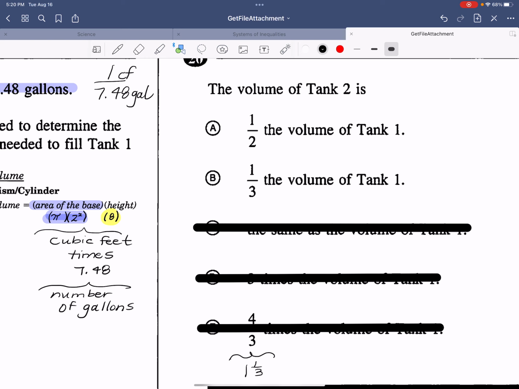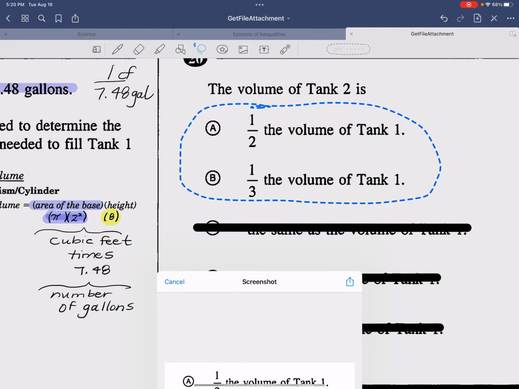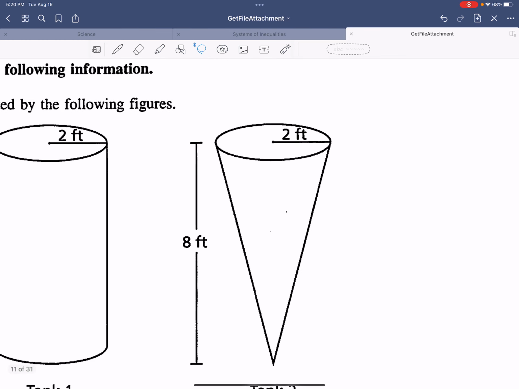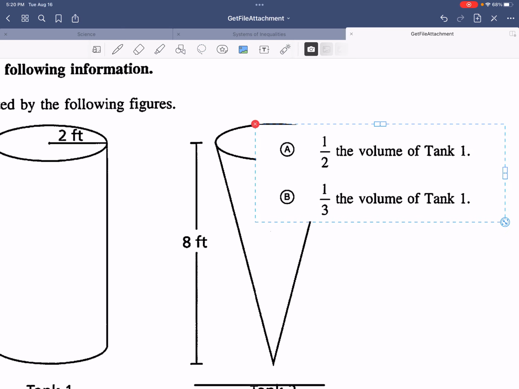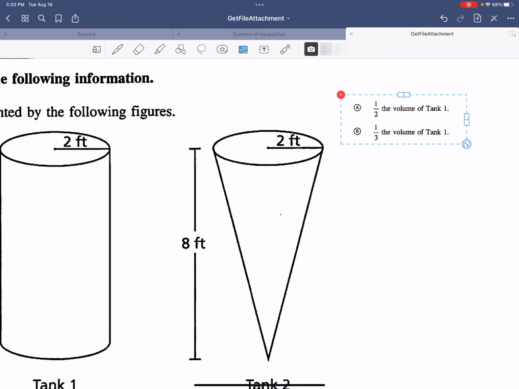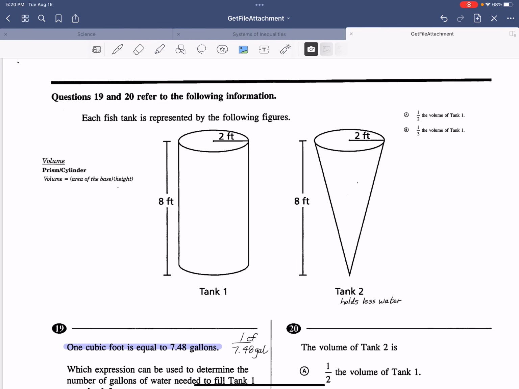So if I had to guess, my guess would be between these two. And you can guess here if you want to. If you don't want to work the problem, you don't have to. But I think you'll like the problem when I show you actually how it unfolds. But those are my two choices. Is it a half or a third the volume of tank 1? And to know that for certain, we really need to look at the formula for each problem.